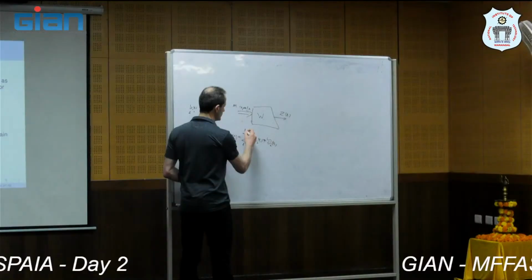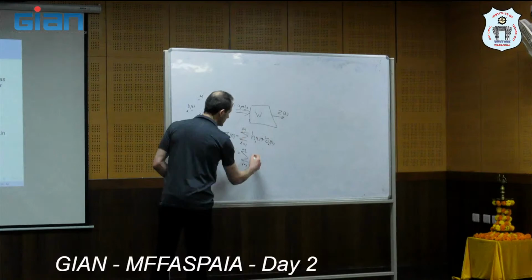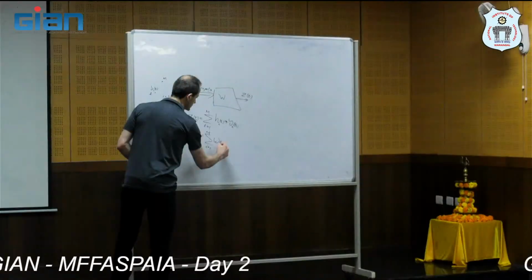Or we can write it in the frequency domain as Z(f), the summation from i equals 1 to M of some weight W_i(f) times Y_i(f). So this is like a superposition of the signals that we measure by the sensor array.